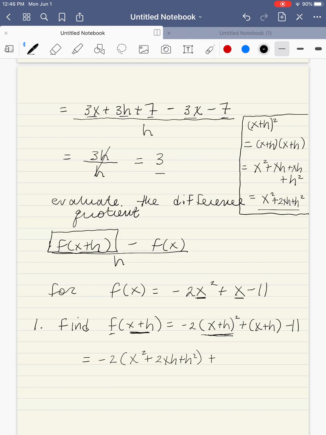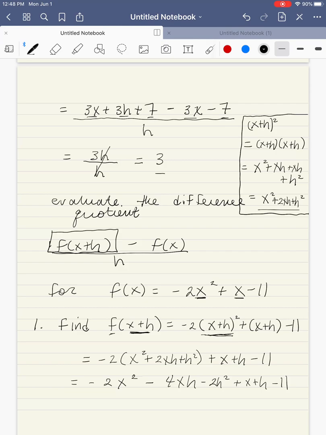And then I can just distribute, and here's just a plus 1. So it's plus x plus h minus 11. And then finally, I can distribute my negative 2. Oops, I'm distributing a negative. So I have minus 4xh minus 2h squared, and then the plus x plus h minus 11 just drops down.